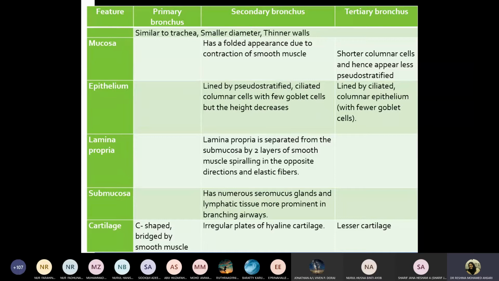Again, smaller diameter, thinner walls. Here they will start having a lot of smooth muscle. So here there is a folded appearance in the mucosal layer because of a lot of smooth muscle. The epithelium here is lined by pseudostratified ciliated with few goblet cells. Why few goblet cells? You don't want to restrict the airway. You don't need goblet cells because you don't need any more secretions. All your secretions to remove all your substances is present up.